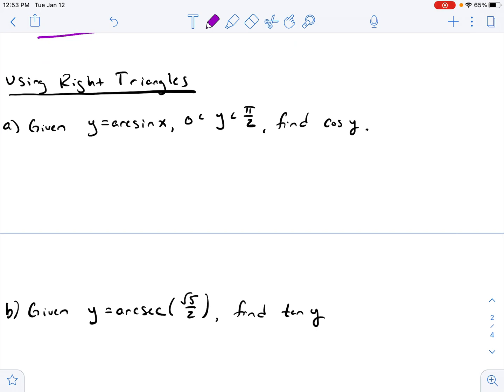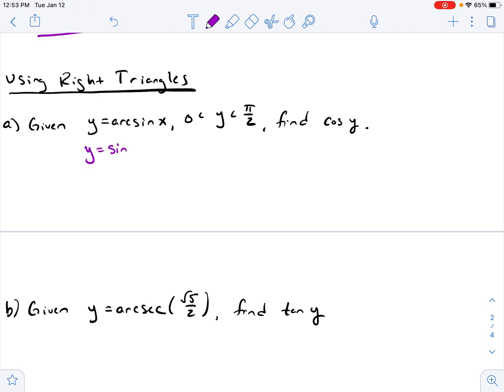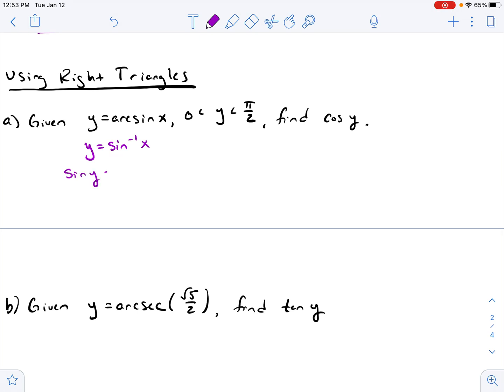Using right triangles, you can see problems like this. Given y is the inverse sine of x, and y is an angle in the first quadrant between 0 and pi/2, find the cosine of y. So again, y equals arc sine of x. What does that tell us? Well, if we take the sine of both sides, the sine of y is equal to x. What does that mean, and how is that going to help us find the cosine of y here?